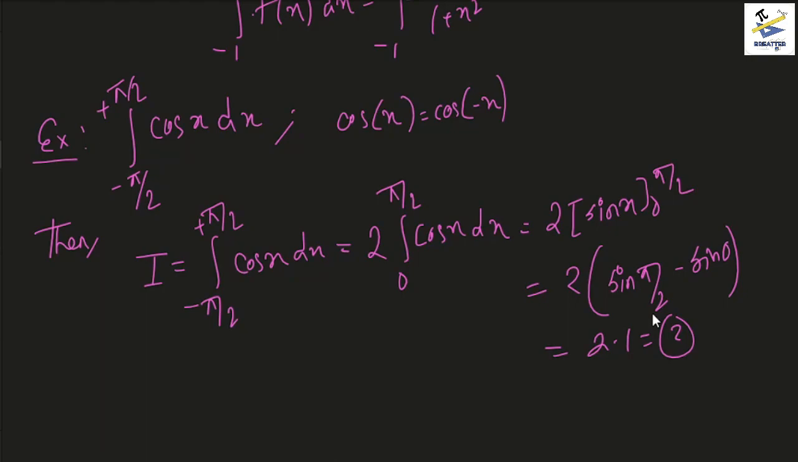Also remember that 0 to pi by 2 cos of x dx is always equal to 1. This is particularly helpful when you are trying to solve definite integral problems on trigonometry. It's very helpful.